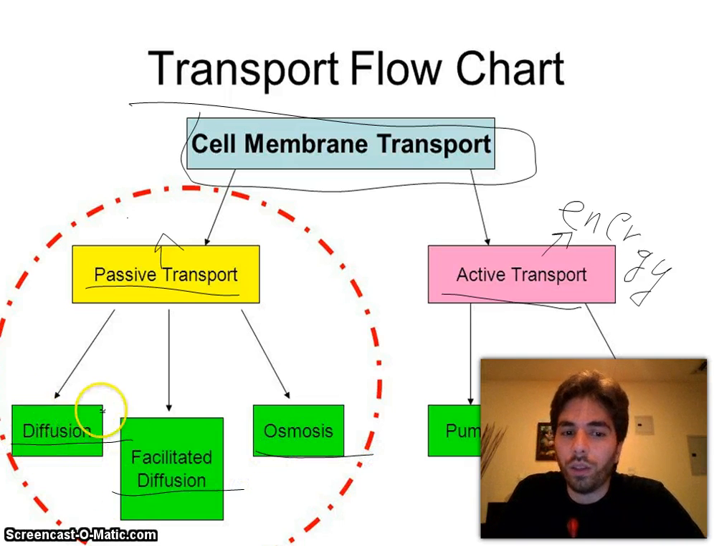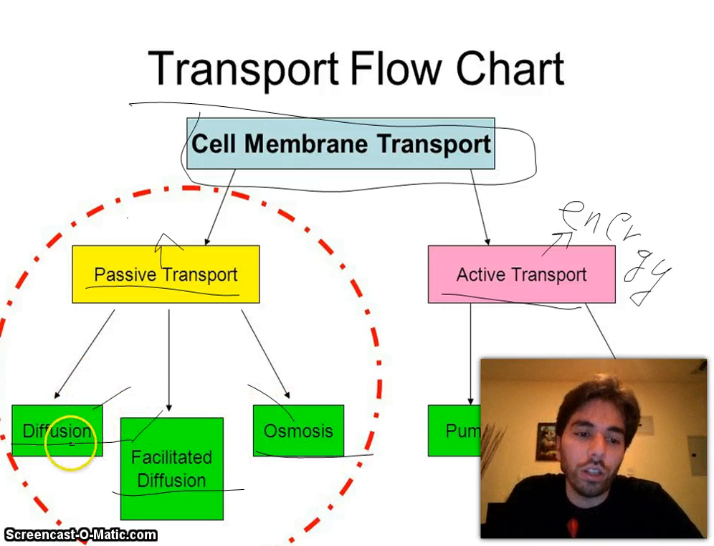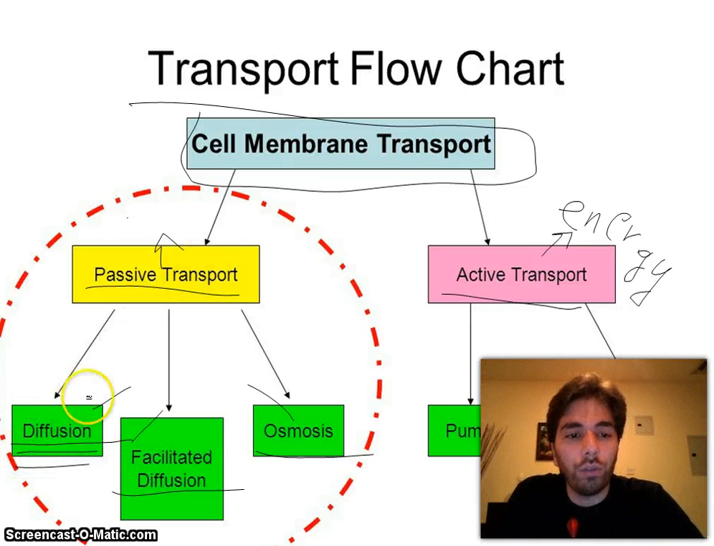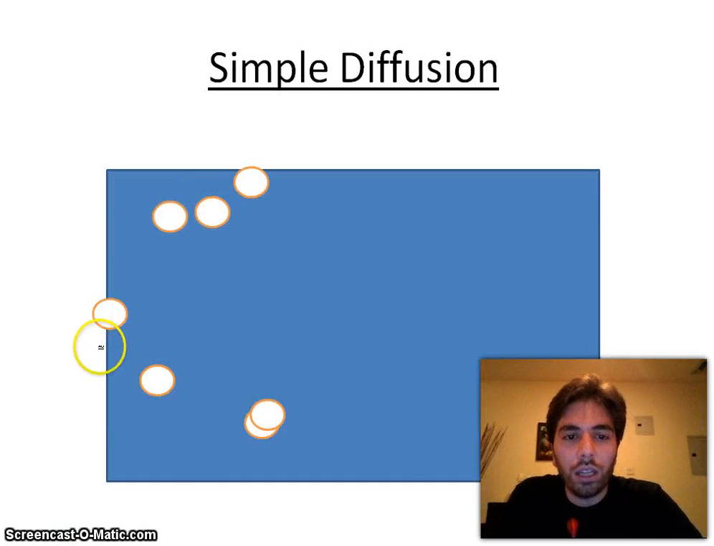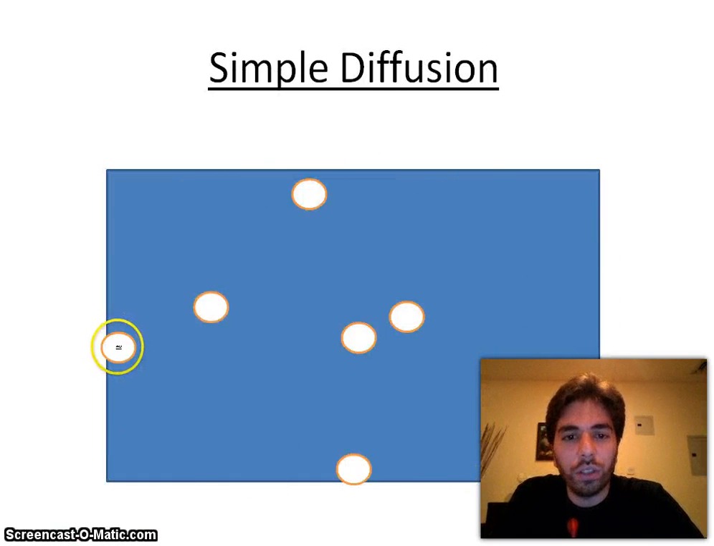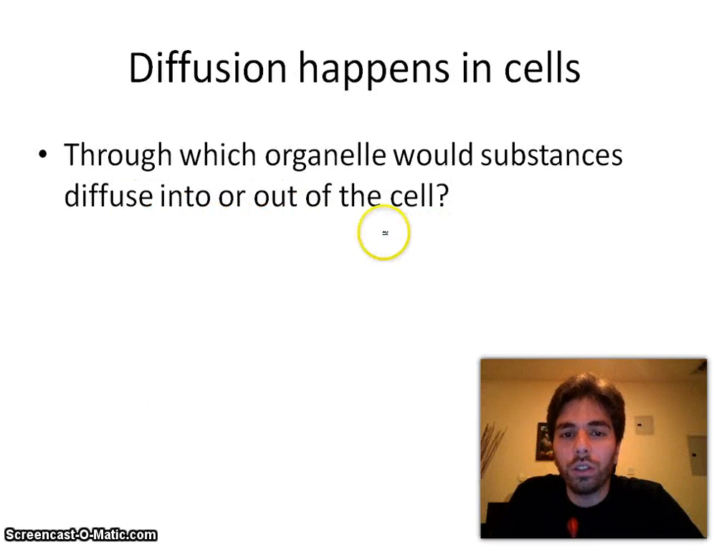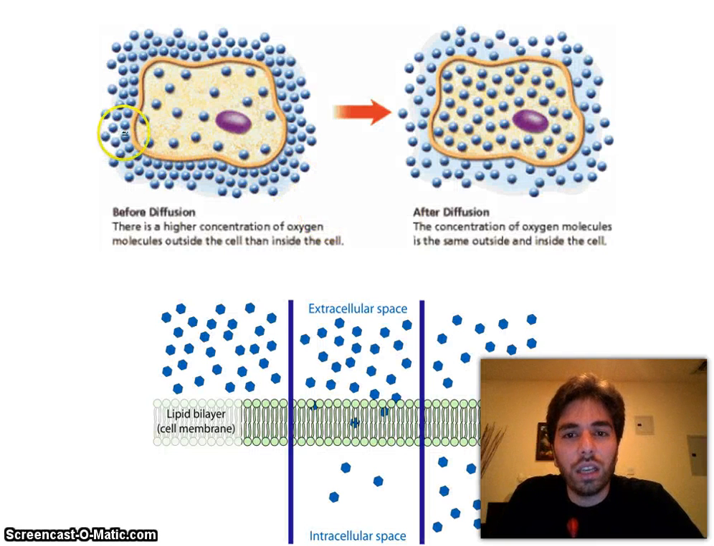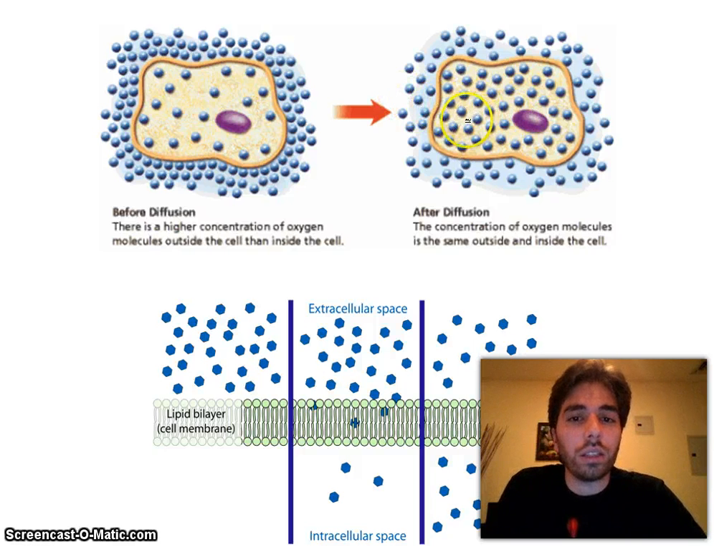All of these are from high to low, down the concentration gradient. If we want to look at diffusion, or simple diffusion, in the cells, as I showed before, it's the distribution of molecules. As you can see here, if this is a cell, I have a high concentration of a substance outside the cell and low inside. The substances will start to move in until they are equally concentrated outside and inside.